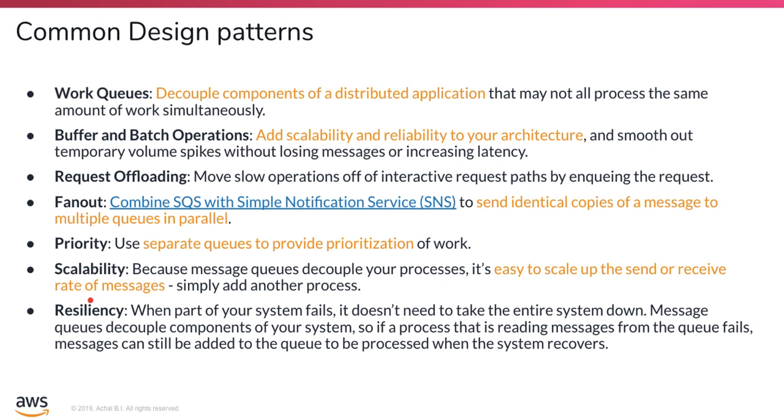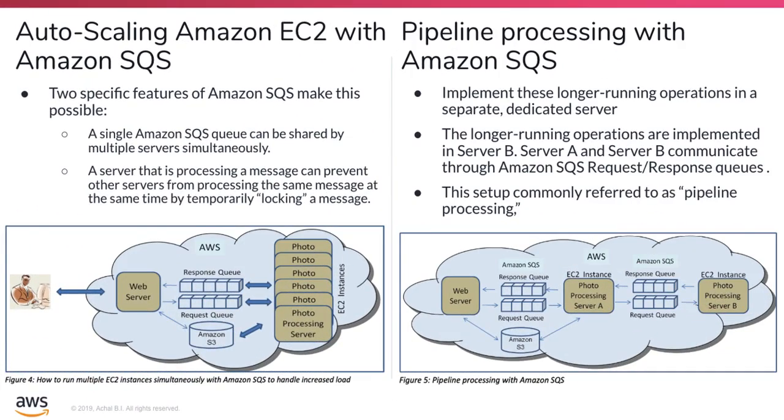There is also a scalability pattern where you could scale up the send or receive rate of the messages. And there is also a resiliency pattern where even if your backend system goes down, the messages are still part of SQS, and they can be processed when the backend systems are active again. So it provides excellent resiliency. So these are some of the design patterns. Let's see some illustrations of some of these patterns.